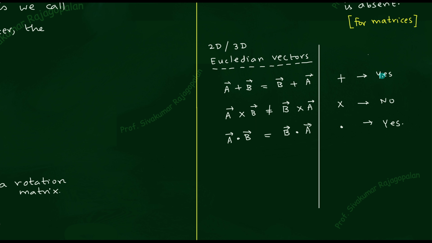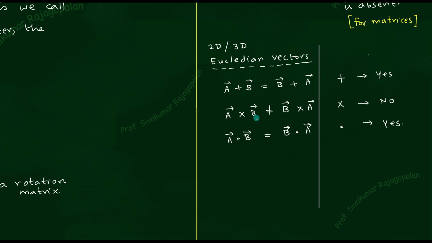What do you mean by yes here? Commutative property is satisfied, yes. And for this particular situation, commutative property is not satisfied. That is what I mean to say, no. And similarly for the case of the dot product or the scalar product, again the commutative property is yes.